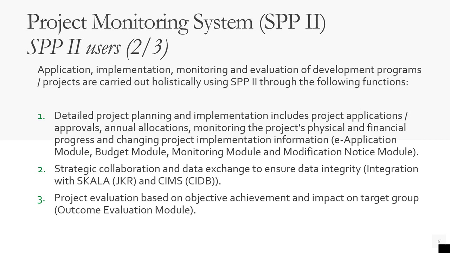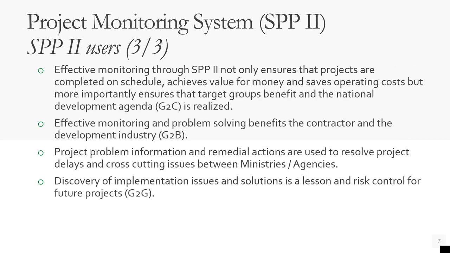Integration with CIMS, CIDB, and Scala for JKR. Evaluation of the project based on objective attainment and impact on target group outcome assessment. Efficient monitoring by SPP2 not only ensure that projects are complete on budget, improve cost effectiveness and save operational costs, but also ensure that target audience benefit and the national benefit the development agenda G2C is being put into practice.